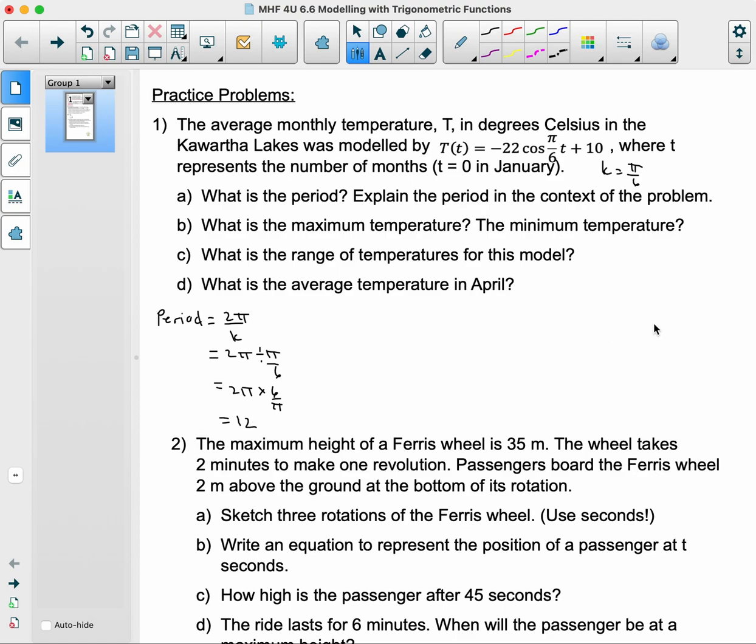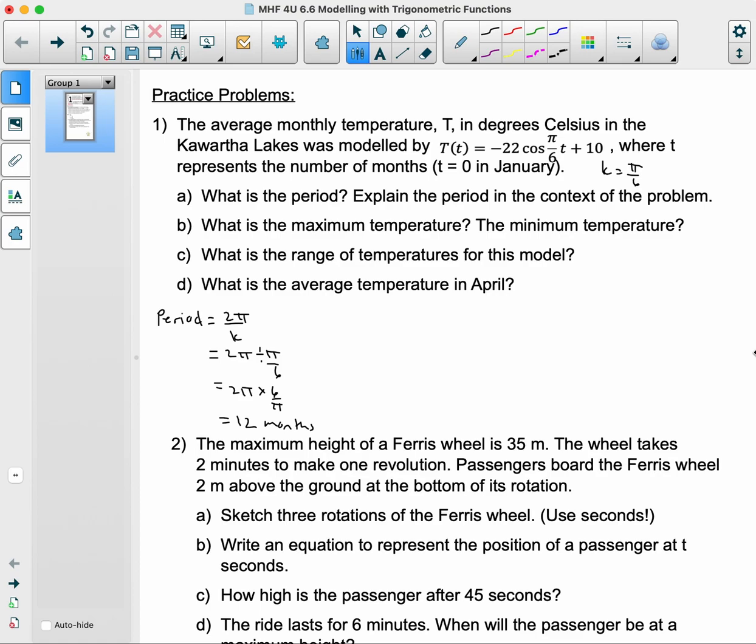That makes sense, right? You probably could have gotten to the period using logic, because how many months are in a year? 12, right? So the period is 12 months. So try to put it in the context of the question. Okay, 12 months. So explain it in the context of the problem. Done.